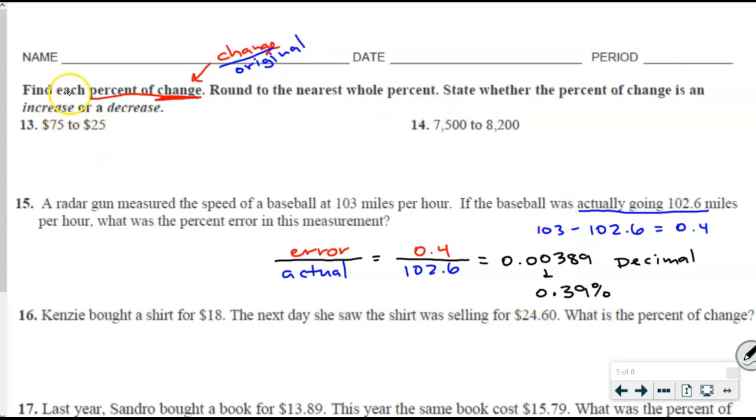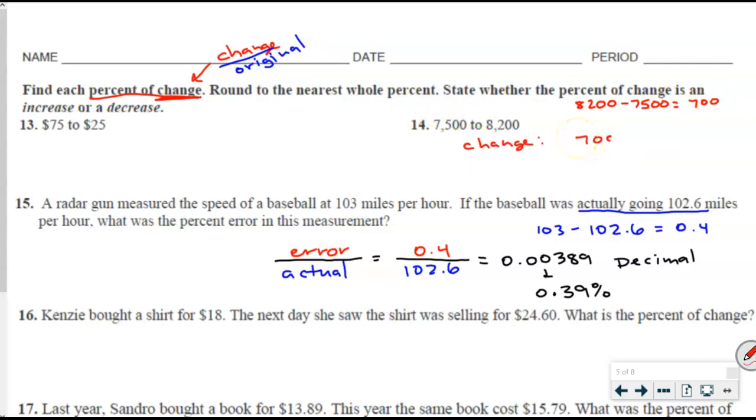So on this set of problems, it says find the percent of change, which means the first step, we need to figure out what the change is. Once I figure out what the change is, I'm comparing it to the original. And so in this situation, it's changing from 7,500 to 8,200. So what is that change? How is it changing? Maybe you're going to do that calculation. 8,200 minus 7,500 gives me 700. So it changed 700.